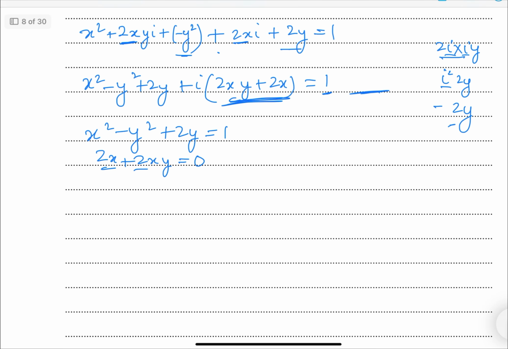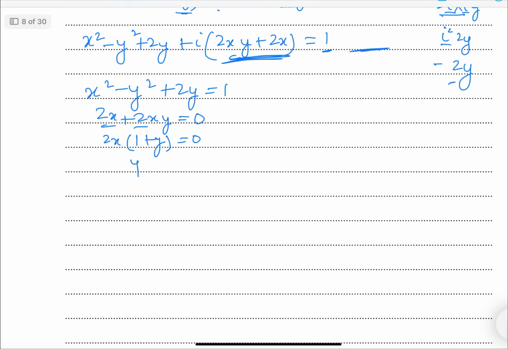Can we take 2x common from here? 2x we can take common. 1 plus y equals 0. y equals negative 1 or x equals 0. How come x equals 0? So 2x will also equal 0, right? If I send this 1 plus y into division, think about it. Yes or no? Very good. So x equals 0 or y equals negative 1.